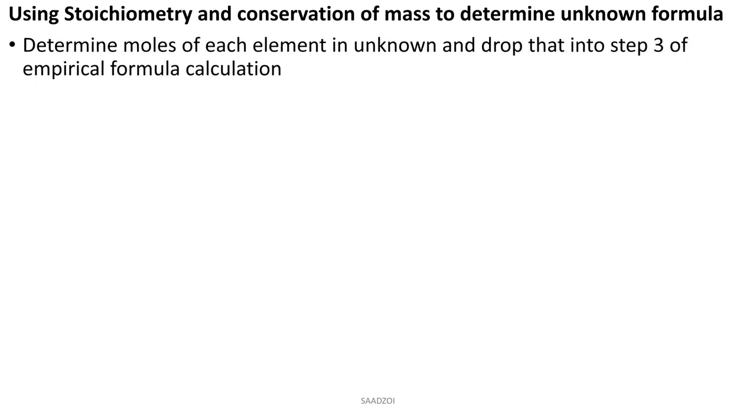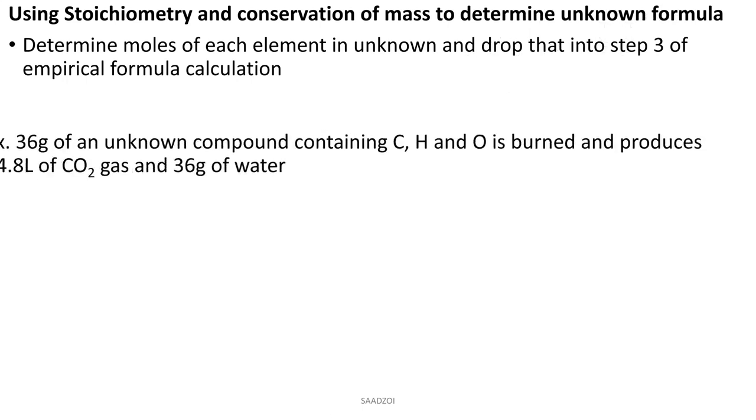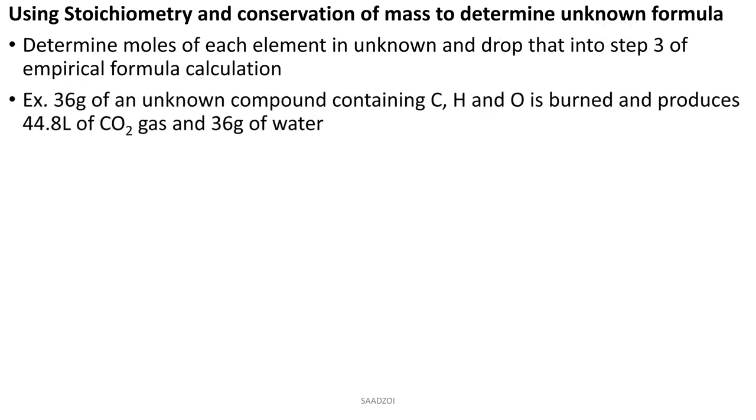All right, now we're going to put this together and do a typical question, where you're trying to figure out the identity of an unknown using this kind of data. So you have 36 grams of an unknown compound, a typical scenario, containing 3 elements, C, H, O. You don't know how many C's, how many H's, how many O's are in the compound. You just know there are those 3 elements. You produce 44.8 liters of CO2 and 36 grams of water.